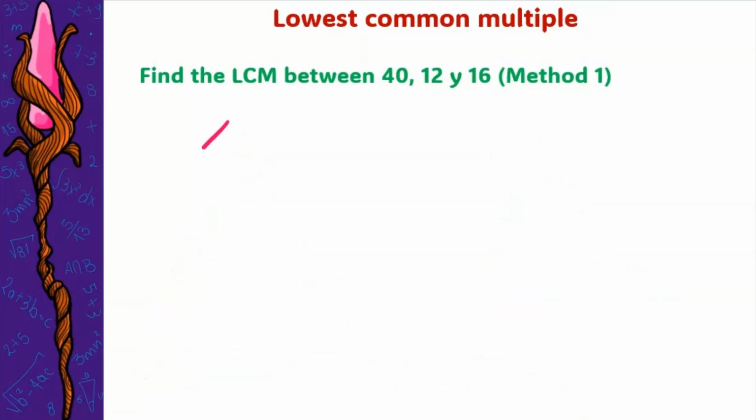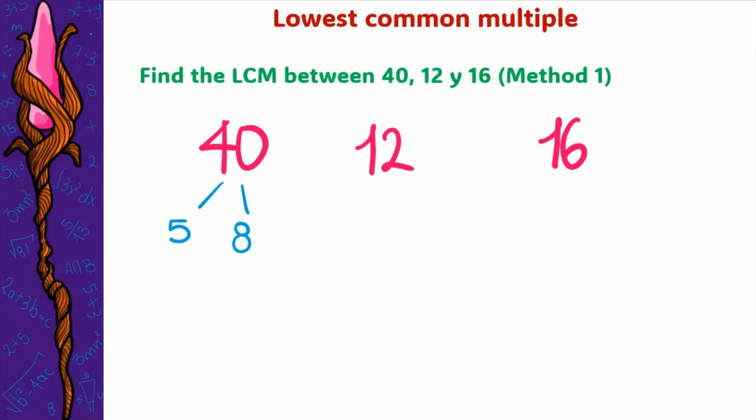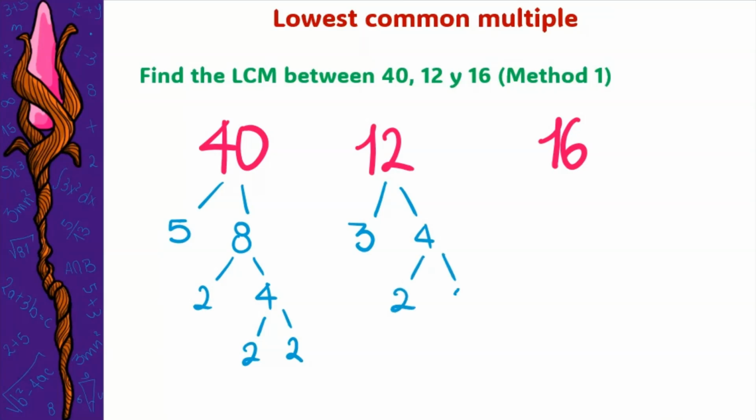Let's see how this method works with three numbers. So first we need to decompose the numbers. So let's say this is 5 times 8, and the 8 we can also decompose into 2 times 4, and the 4 is also 2 times 2. The 12 is 3 times 4, and the 4 again is 2 times 2. And finally 16 is 4 times 4, and each 4 I can decompose into 2 times 2.